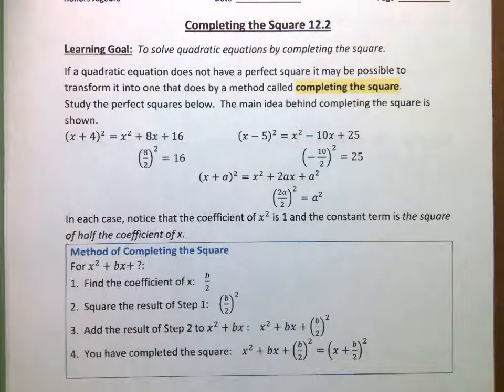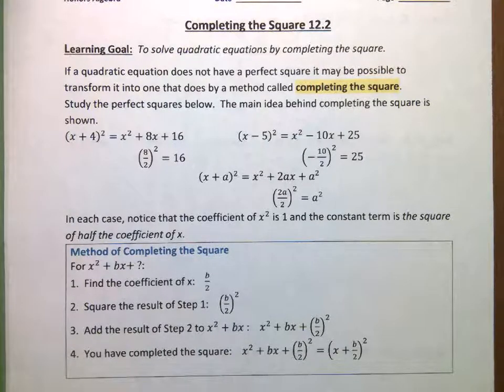Okay, we're going to talk about completing the square today. Completing the square basically is taking a quadratic term, which is your x squared, a linear term, which is just your x, and figuring out what we would need to add to that to create a perfect square trinomial, which we can then factor. Okay, so that's basically the whole premise behind completing the square.